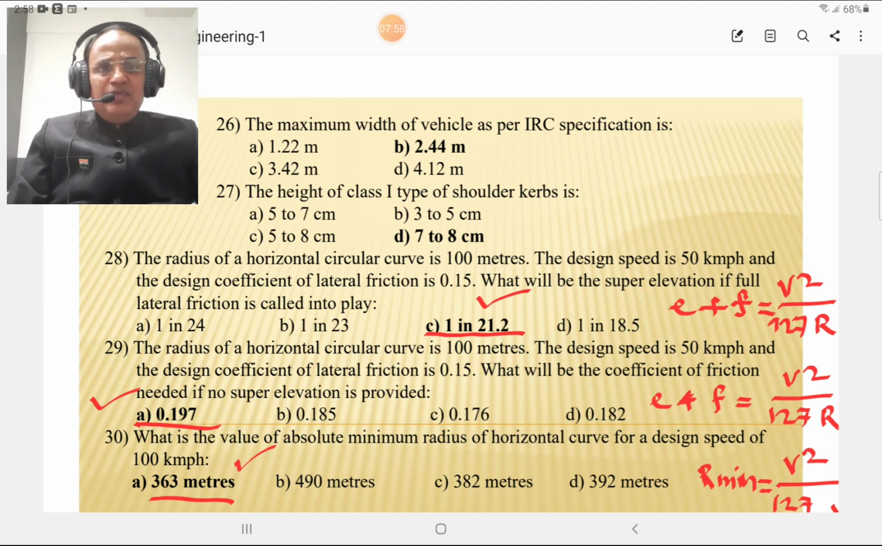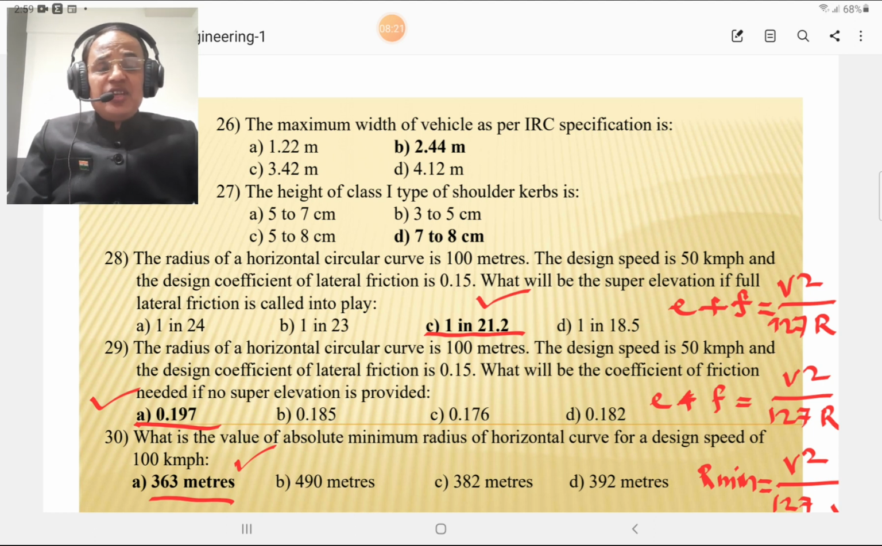What is the problem? The radius of horizontal curve is 100 meters. So R is given, capital R. The design speed is 50 kmph. So V is also given. And design coefficient of lateral friction is 0.15. So value of F is given. What will be the super elevation if full lateral friction is called into play? If full lateral friction is called into play, the value of F is taken as 0.15.